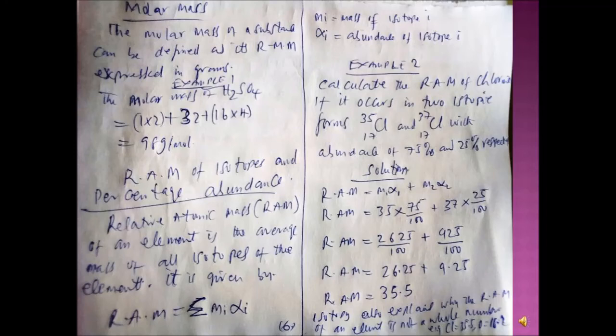Now, the molar mass of a substance can be defined as its relative molecular mass expressed in grams. Like we can see the molar mass of H2SO4 there, that's sulfuric acid. You see we have two hydrogen, and for hydrogen, the atomic number is 1. The atomic mass is 1.